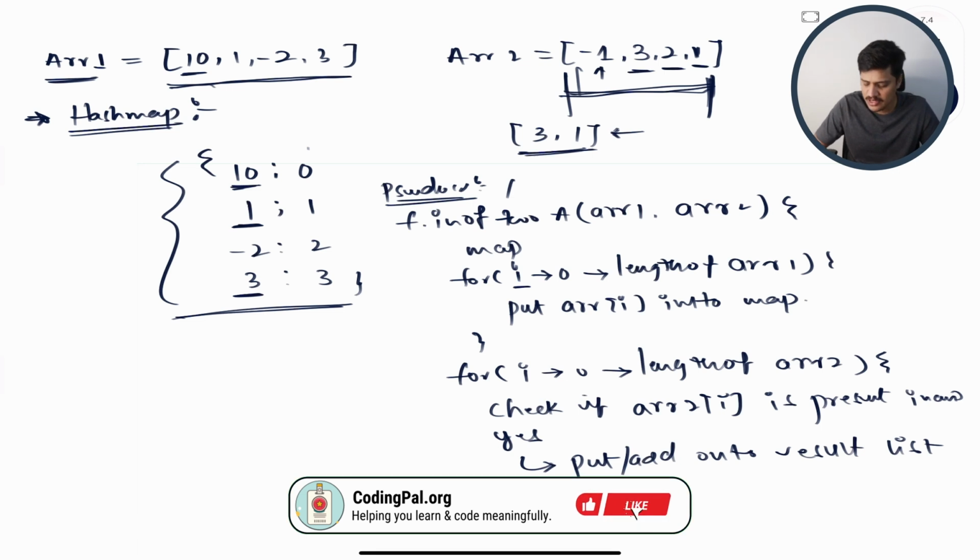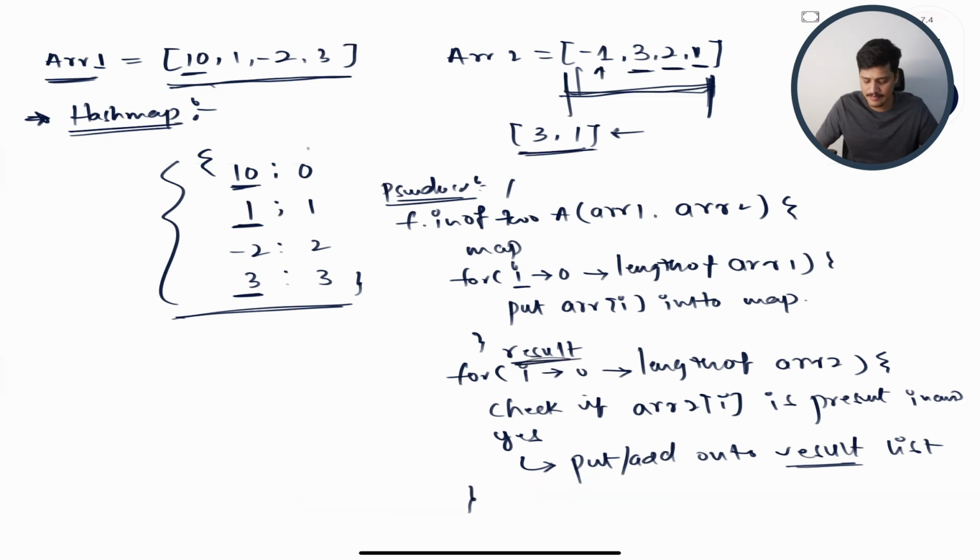So here obviously we will be constructing a result list, right? So before we start the second loop, we can initialize that result list. Okay, in the end we will simply return that result list back to the user. So that is the hash map based solution for finding the intersection of two arrays.